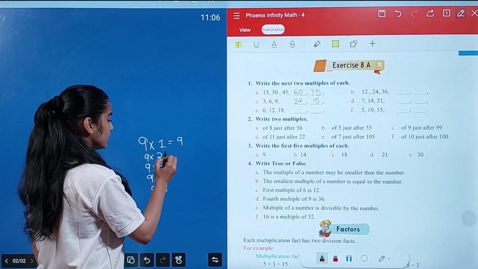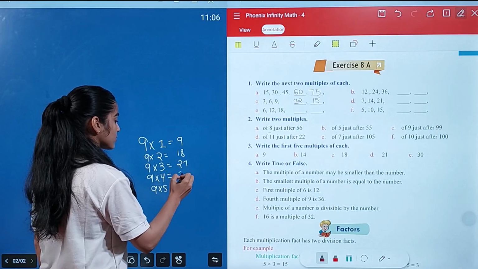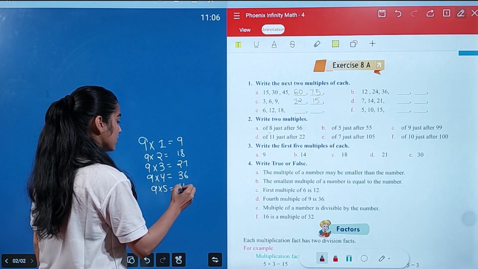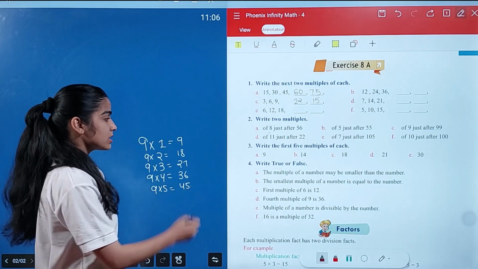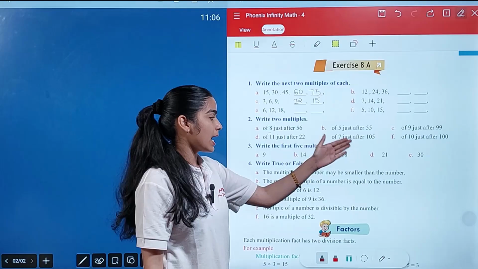9 ones are 9, 9 twos are 18, 9 threes are 27, 9 fours are 36 and 9 fives are 45. In the same way, you can find 5 multiples of parts B, C, D and E.